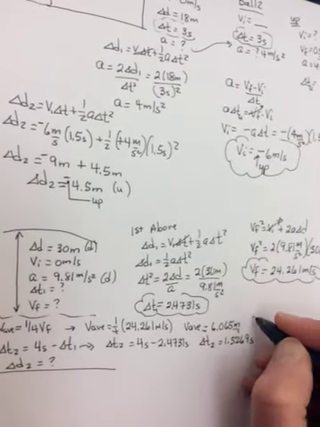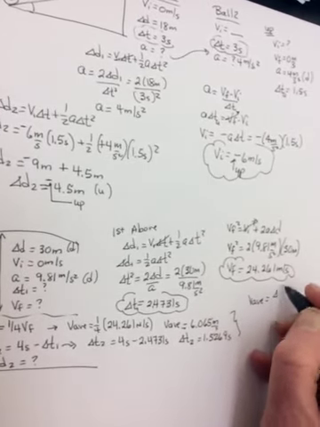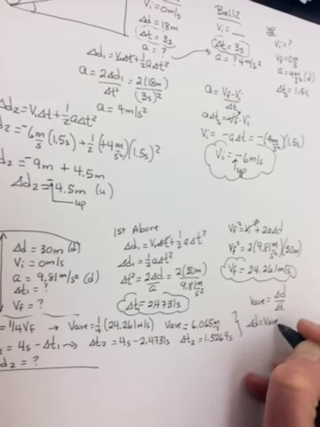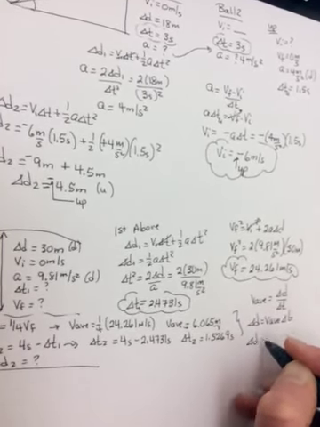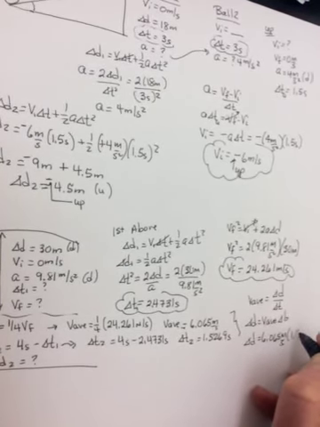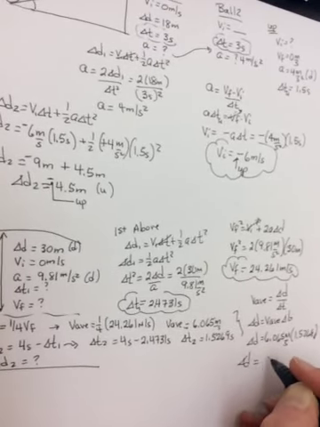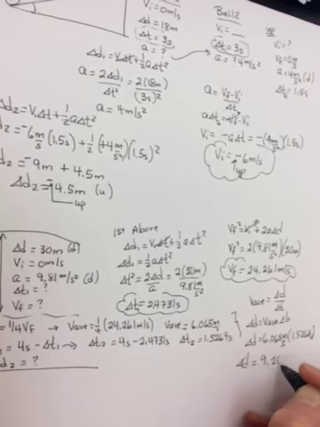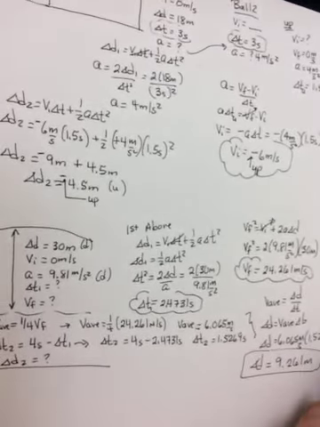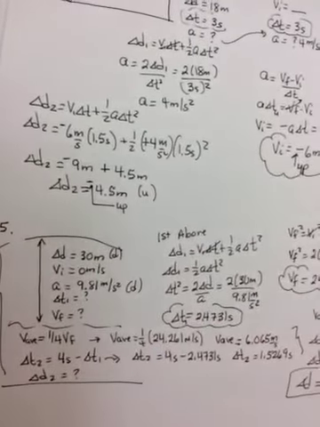1.5269 seconds. And then with that, we can get our delta D, because VAV is equal to delta D over delta T. So delta D is equal to VAV times delta T. Delta D is equal to 6.065 meters per second times 1.5269 seconds. Multiply them together and get the depth to be 9.261 meters. So that is number 5. Next video we'll do number 6.